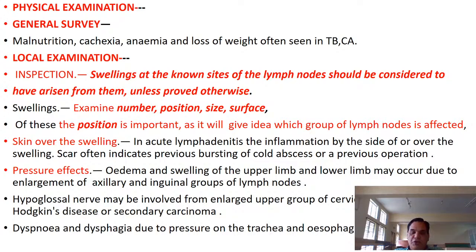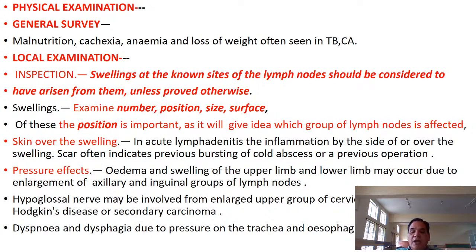Examine number, position, side and surface. These are like a lump. Position is most important because where the lymph node is situated will tell you where it is coming from. That is the lymphatic drainage area. How is the skin? Again, in acute inflammation, the skin will be red. If there is a previous scar over the swelling on the skin, it will give rise to cold abscess or suggest a previous surgery. Pressure effect, we have just studied.